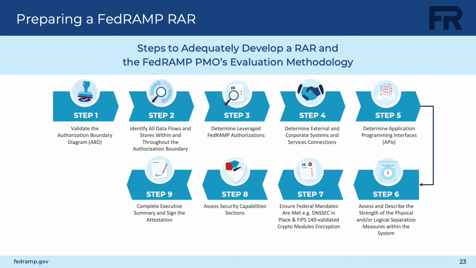Step 6, assess and describe the strength of the physical and/or logical separation measures within the system. Step 7, ensure federal mandates are met. Step 8, assess security capability sections. Step 9, complete executive summary and sign the attestation. We'll take a deeper look at each of these steps in the following slides.